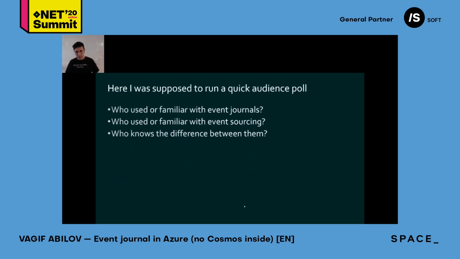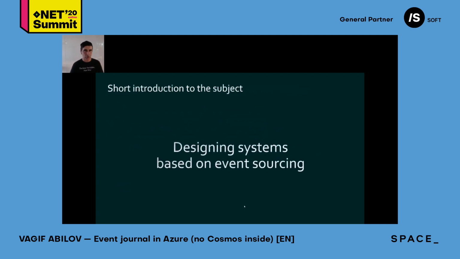If we were in the same room, I could probably run a poll about who used or is familiar with event journals, with event sourcing, who knows the difference between them. But I'm going to address this stuff anyway. So we will start with some basic terminology. A short introduction to the subject. Event journals are not the same as event sourcing, but they're often used together. So we will start with explaining a little bit about how you can come to the idea of designing a system based on events.